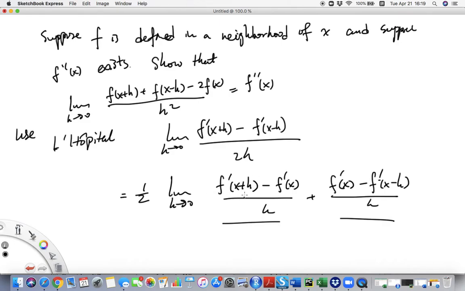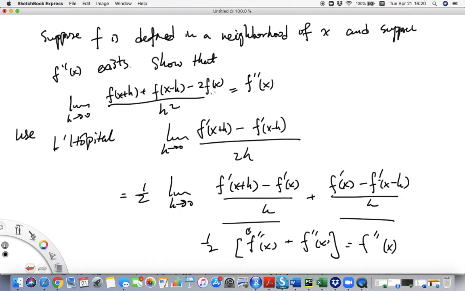And as you can see, as h goes to 0, this is going to f double prime of x, because you think of f prime as the function, right? So it's the derivative of this function f prime, so that's f double prime. Same story here, that's f double prime, right? Because of the 1/2 in the front, you have f double prime of x.